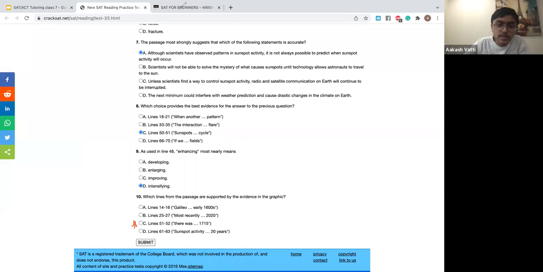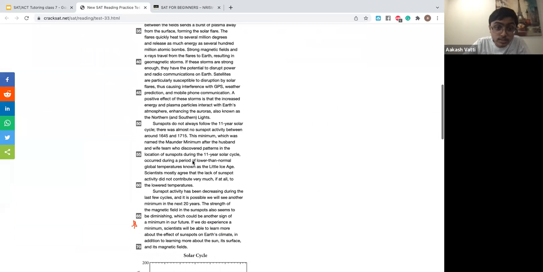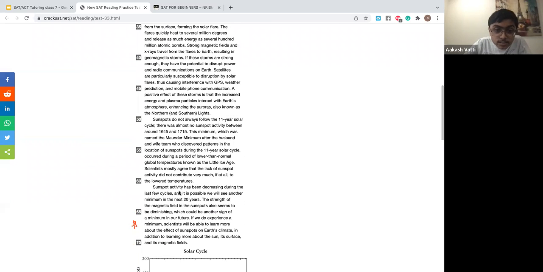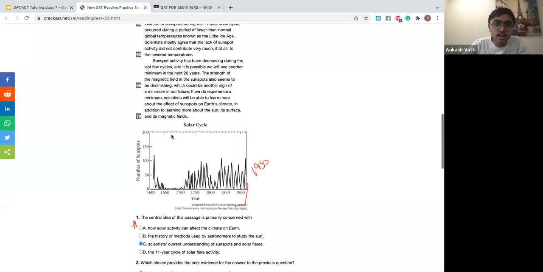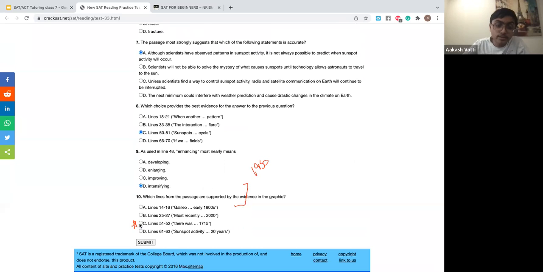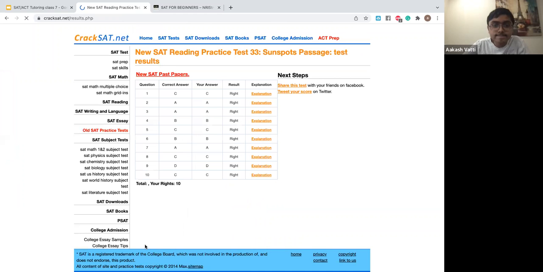And D, sunspot activity to 20 years, which is 61 to 63. Sunspot activity has been decreasing during the last few cycles. Again, this graph only goes up till 1950, and I don't think they mean 1950 is the last few cycles. Also, it was increasing in 1950. Therefore, that can't be the answer either, and the answer is C. I will turn this in. We'll see what we got.